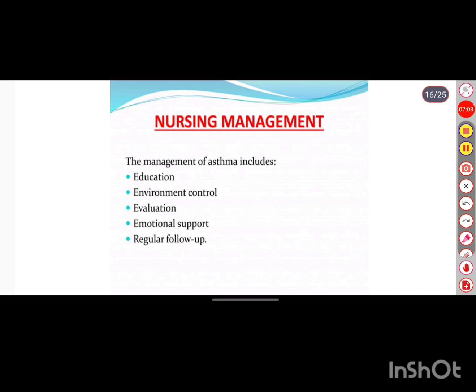So the nursing management for asthma is, we need to provide education regarding the triggers of asthma, and also ask the parents to have some environmental controls, like keeping the child away from dust, mites, and also animal fur. We need to control all these things, and evaluate whether the medicines being given are working or not, and also provide emotional support to the parents and the family, and regular follow-up is necessary. These are the general things that come under the nursing management.